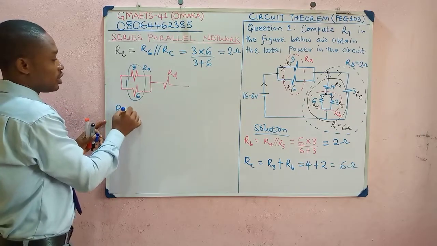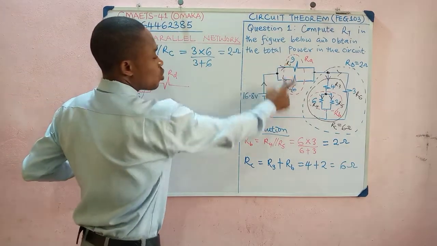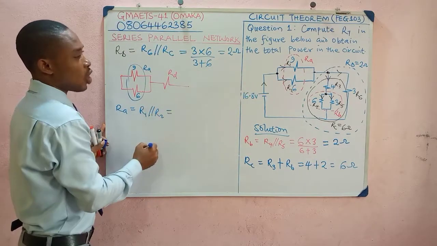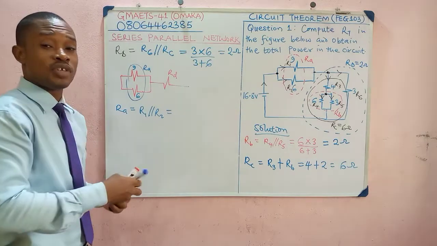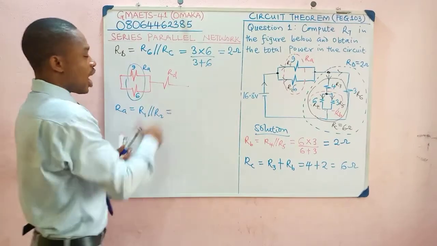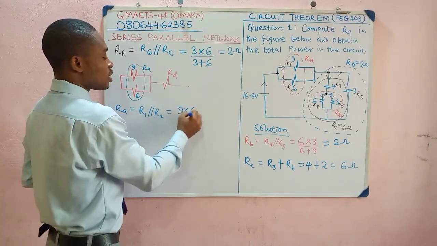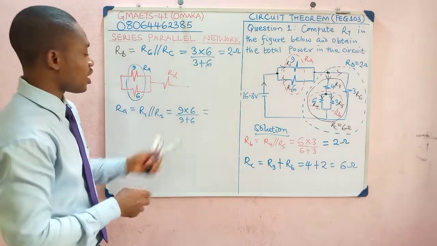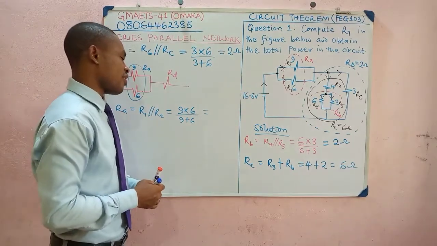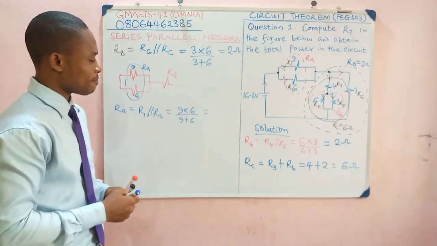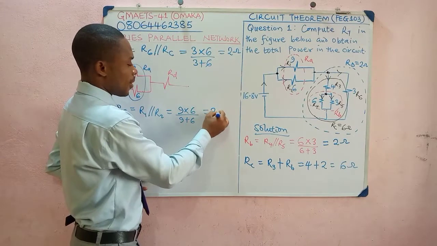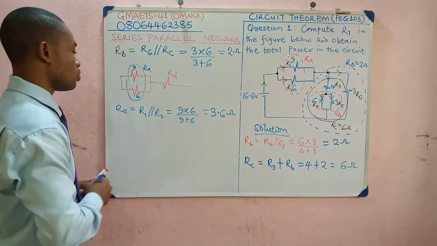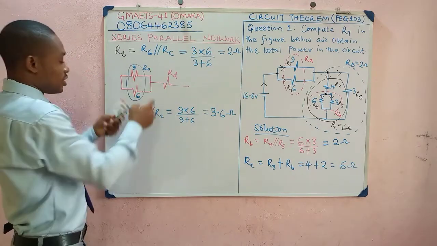This is RA already, so RA is R1 parallel R2, which of course is going to give us R1 times R2 divided by R1 plus R2. R1 is 9 times R2 is 6 all over 9 plus 6. 9 times 6 is 54 divided by 15. If you divide that, that will be about 3 whole, 0.6. 3.6 ohms. So our RA now is 3.6 ohms.